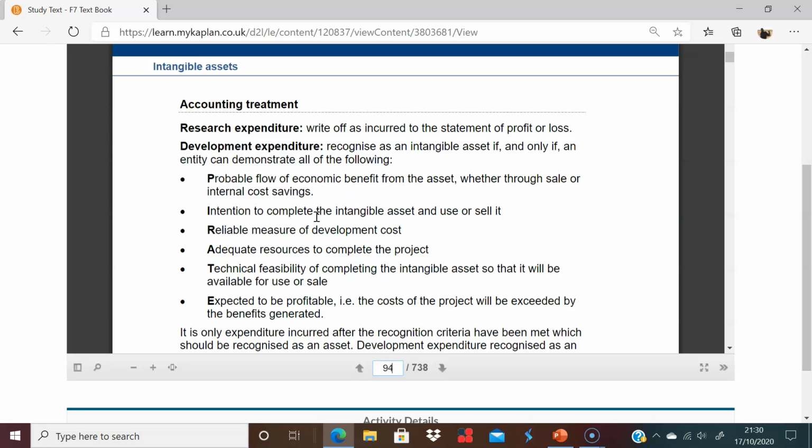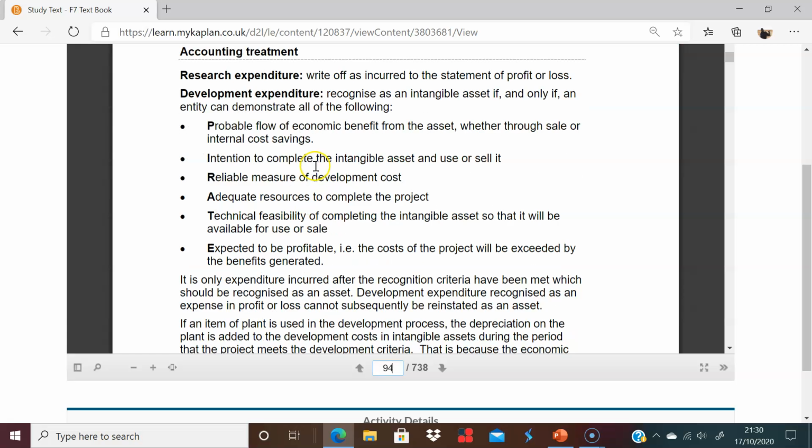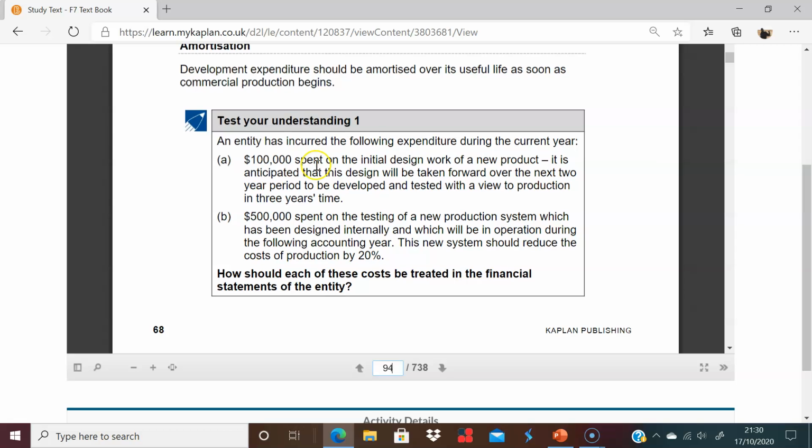So some professor somewhere has said this is good. It will lead to a product. It's expected to be profitable. The cost of the project will be exceeded by the benefits generated. So there are a number of things there for you to pick out to decide whether or not it has crossed over to being development. So 100,000 spent on initial design work. Anticipated that this design will be taken forward over the next 2-year period to be developed. So we are in the research phase. So this is all expensed.